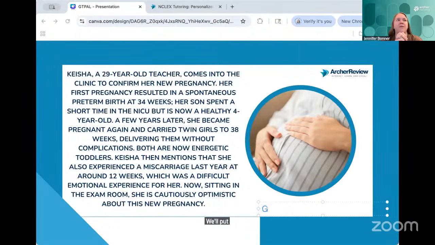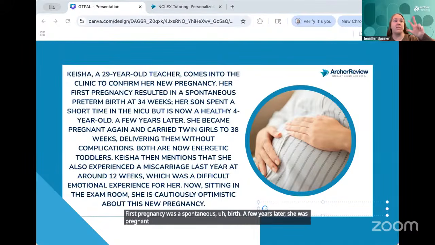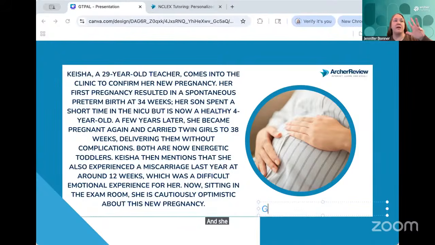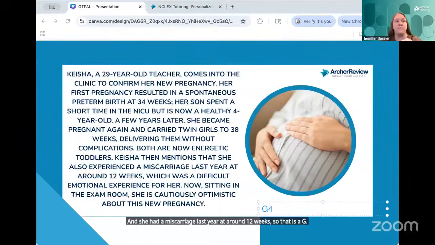So how many pregnancies? Well, she's here to confirm her pregnancy, so she's currently pregnant. First pregnancy was a spontaneous birth. A few years later, she was pregnant again, carried twin girls, and she had a miscarriage last year at around 12 weeks. So that is a G4.